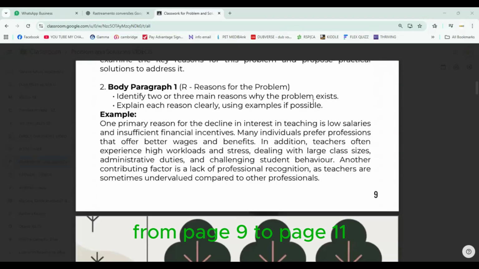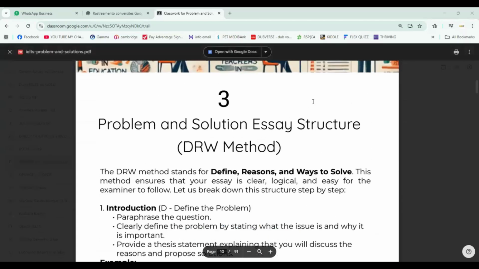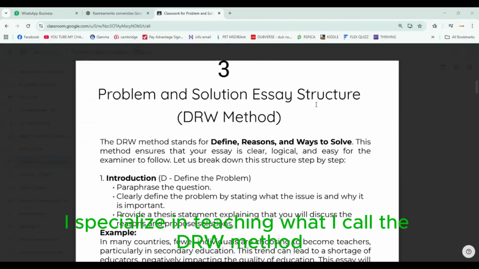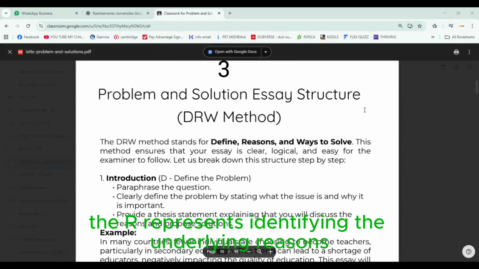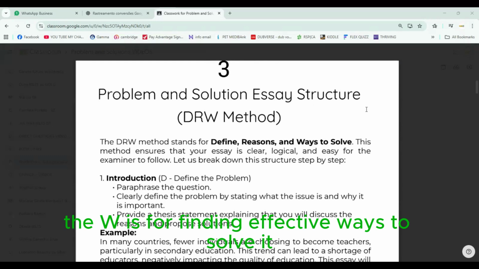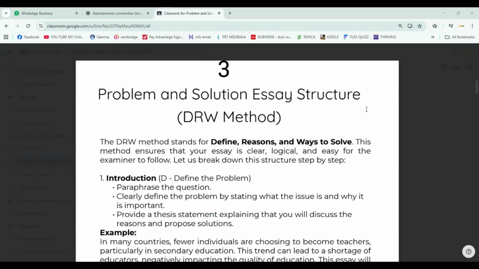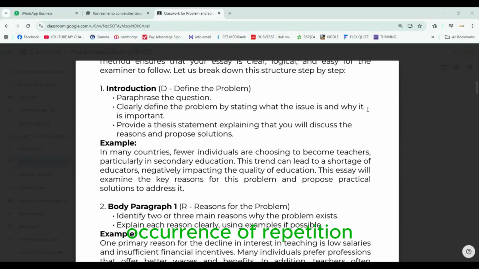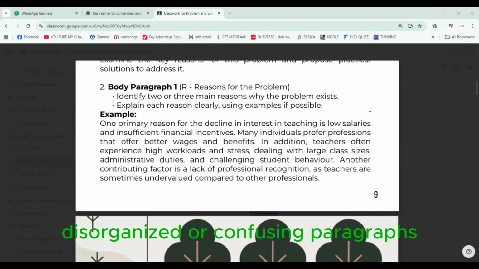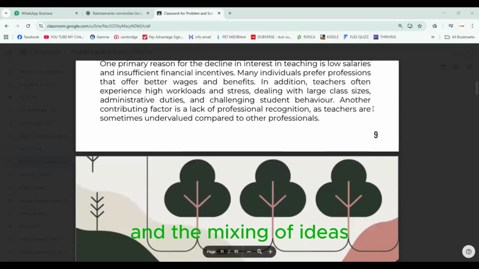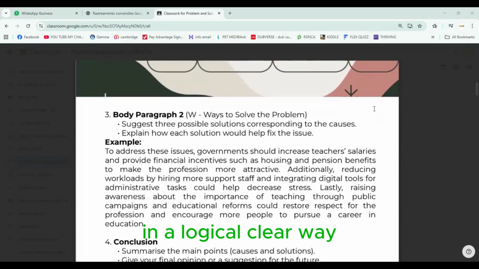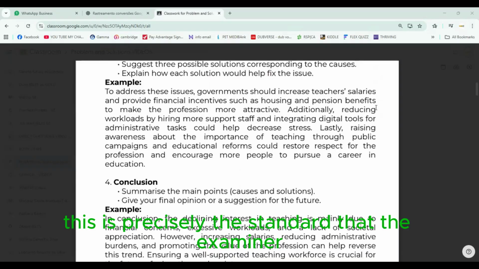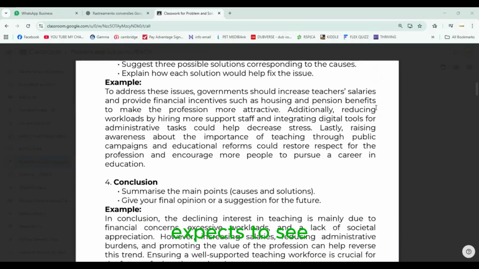From page 9 to page 11, we start here. I specialize in teaching what I call the DRW method. The D stands for clearly defining the problem. The R represents identifying the underlying reasons. And finally, the W is for finding effective ways to solve it. This method effectively prevents repetition, disorganized or confusing paragraphs, and the mixing of ideas. And it assists the student in learning to write in a logical, clear way. This is precisely the standard that the examiner expects to see.